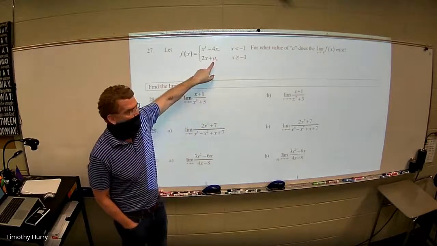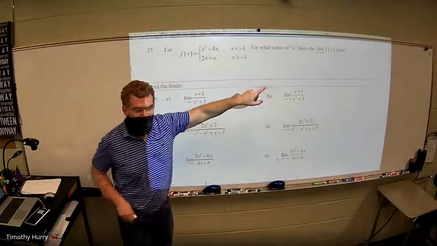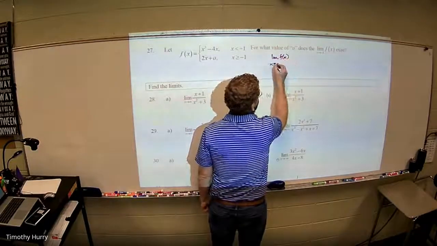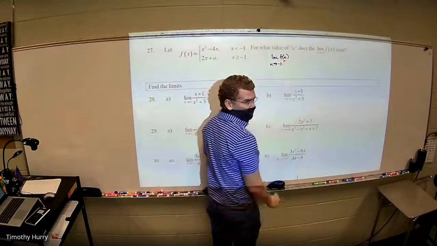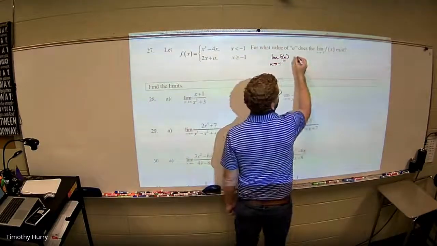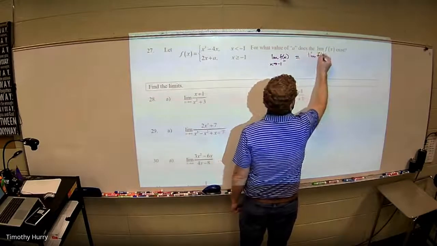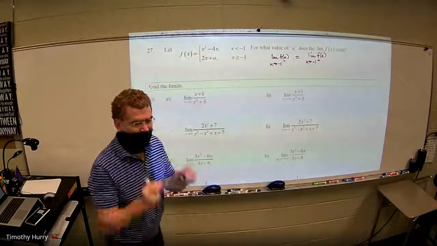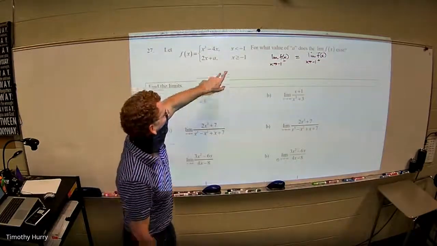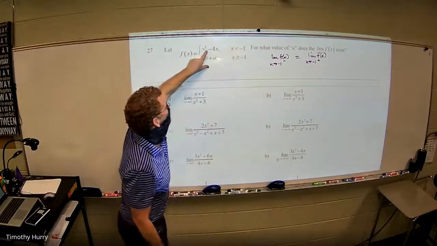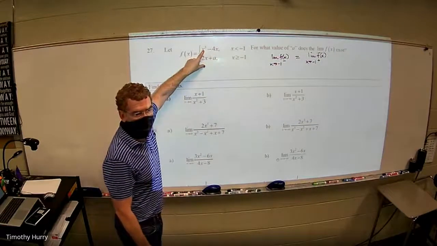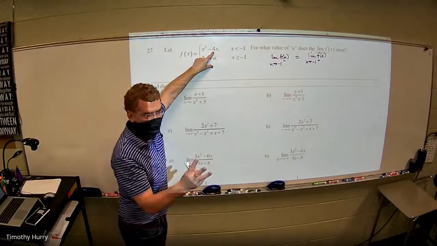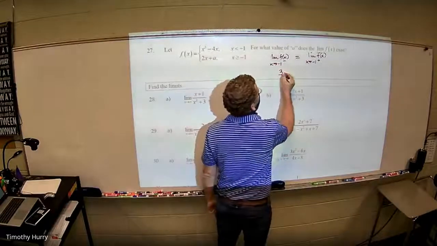So how would I see if this limit exists? If the limit exists, then the limit of the function as x approaches -1 from the left would have to what? Equal the limit of the function as x approaches -1 from the right. So let's check it out. From the left, I use the top equation. What happens when you plug a -1 in there? You get -1 plus 4 is 3. All right, limit from the left is 3.